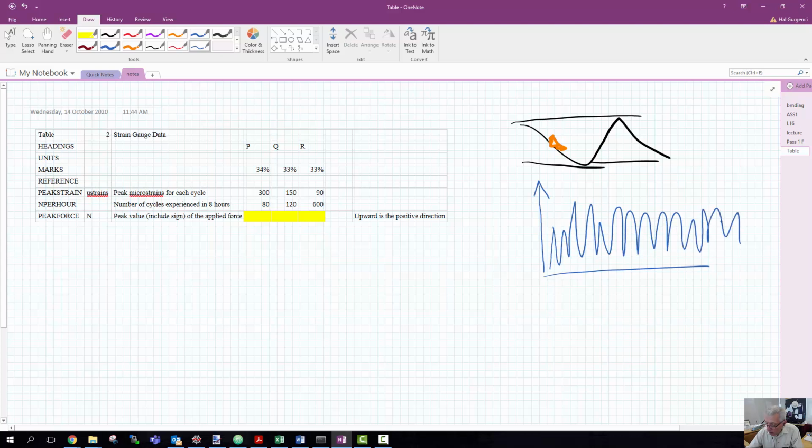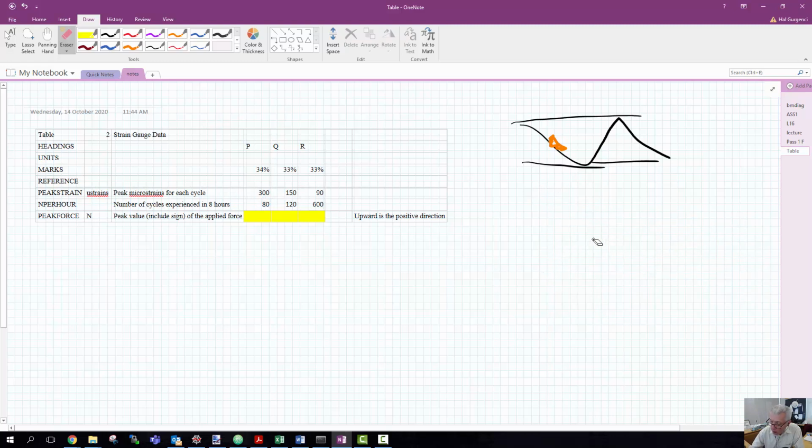many cycles in an hour, and you're told that you have 80 cycles with a peak of 300, and 120 with a peak of 150, and 600 with a peak of 90 in 8 hours. Okay, so that gives you the stress duty. But that's not really what I want to talk about today, because that's not too difficult to understand.